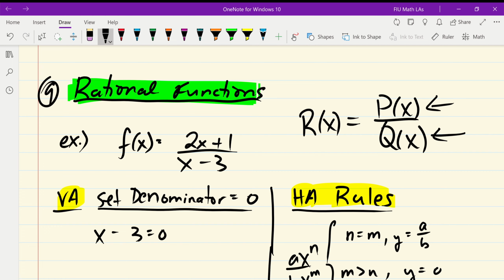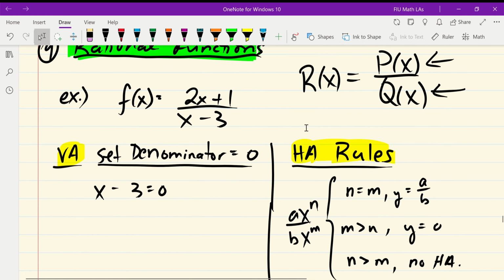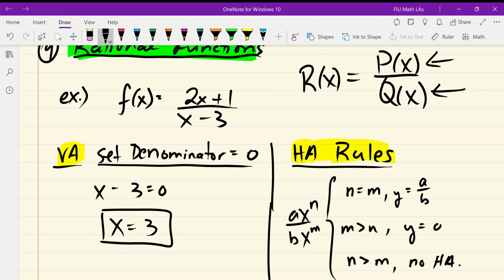So let's pick up with rational functions here. A rational function is going to be r of x equals some p of x over q of x. To find the vertical asymptotes here, we're going to set the denominator, in this case x minus 3, equal to 0 and solve for it. If I add 3 to both sides, I should get x equals 3. So this is my vertical asymptote.